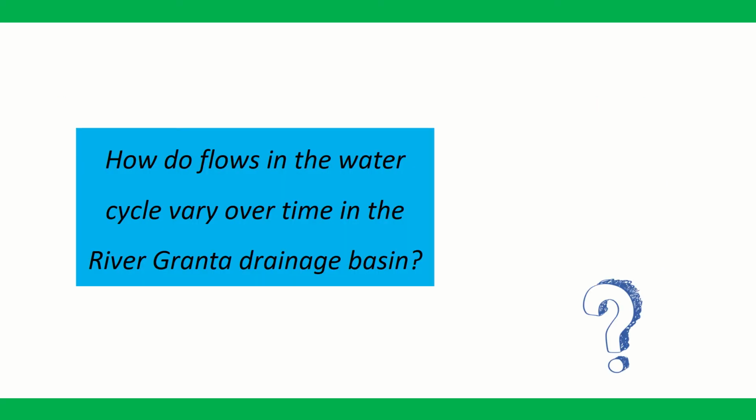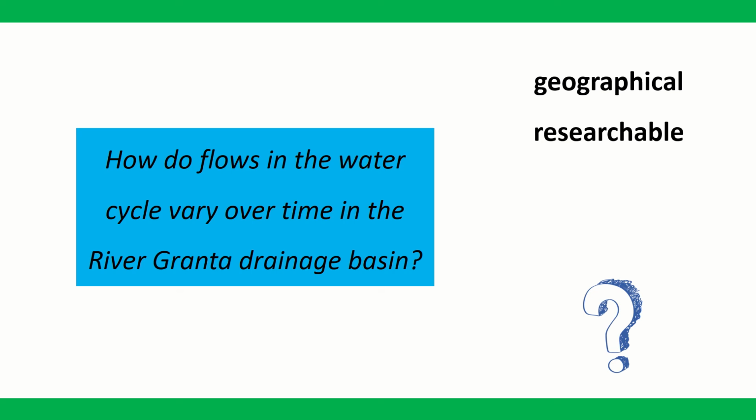Well, let's have a look at a couple of questions and consider them under those 4 different categories. So here's a question that you could potentially investigate related to the water cycle. How do flows in the water cycle vary over time in the River Granta drainage basin? You might look at that and think that's quite a good question, but let's have a closer look. So is it geographical? Well, yeah, definitely. It covers the water cycle. That's a topic in the A-level course, so it ticks that box.